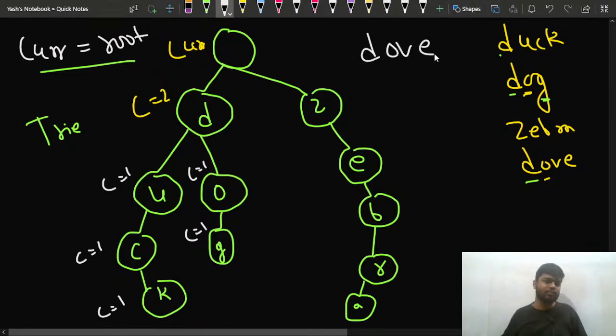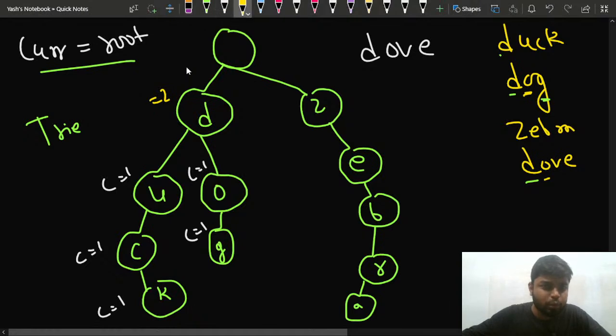I'll say okay, I have a dove now. What do I need to do now? So what I'll see is this is the situation up till now. Now what I need to do is I have to insert dove as well. So counter is here too, right? Because D has occurred 2 times in the starting, right? For duck and dog.